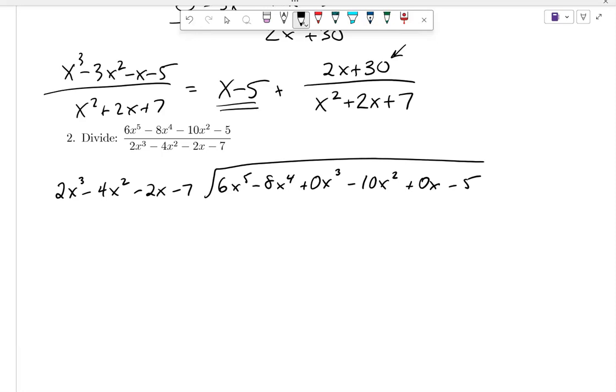right. Again, at each step, all we're looking at are the leading terms. What do you need to multiply 2x cubed by to get 6x to the 5th? What do you need to multiply 2 by to get 6? Let's do that first. 3. What do you need to multiply x cubed by to get x to the 5th? X squared. Yep, so we'll have a 3x squared that goes up here. Multiply the 2 by 3 to get 6, the x cubed by x squared to get x to the 5th.